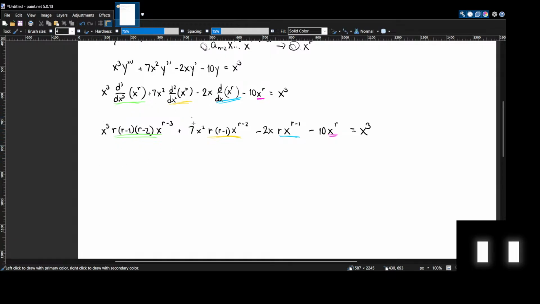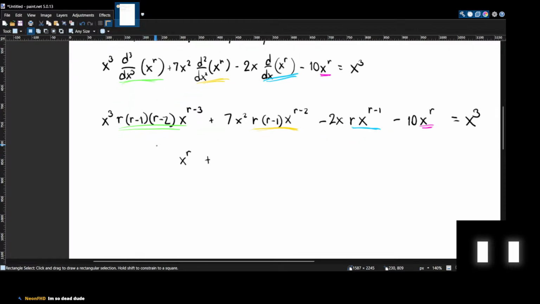So this x cubed here and x to the r minus 3 here combined into just x to the power of r. This one, x squared and x to the r minus 2 here, also combined to x to the power of r. So in fact, I don't have to write x to the power of r over here.